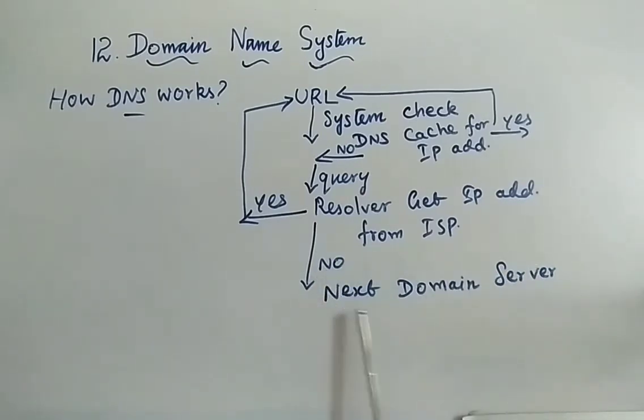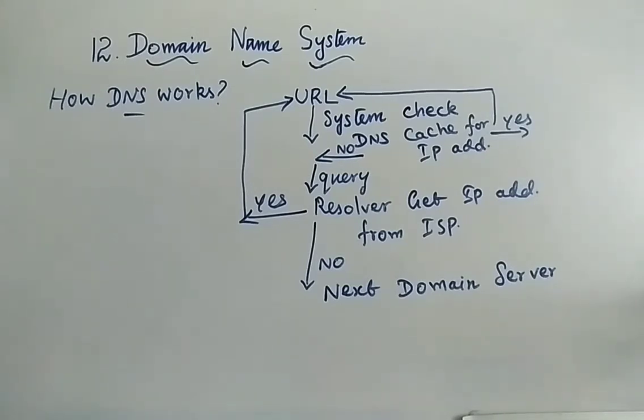If it has the IP address, the result will go back to the resolver, which will send it to the system. If it is no, move to the next domain server, until it finds the IP address in the correct domain server. Then the result will be passed back.